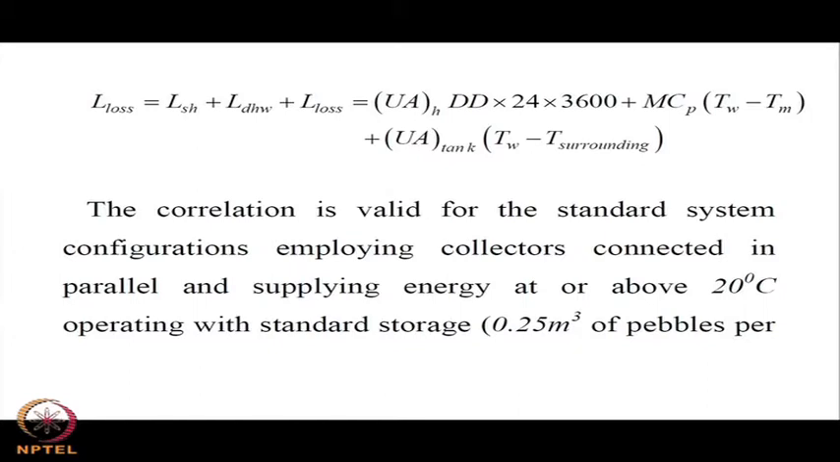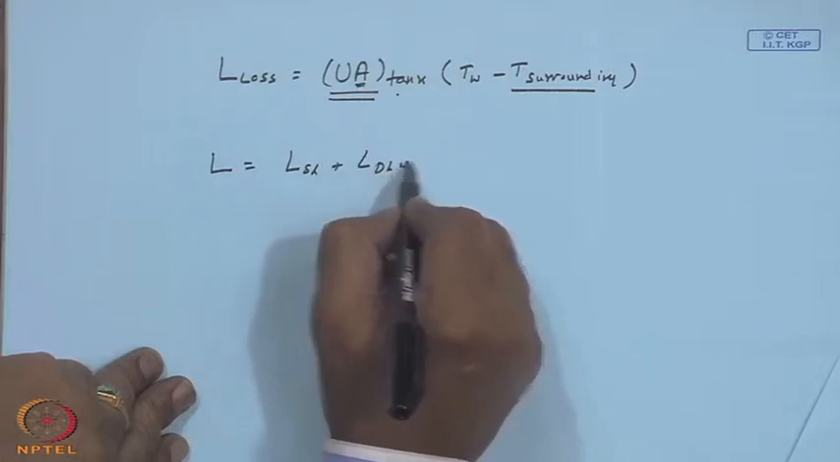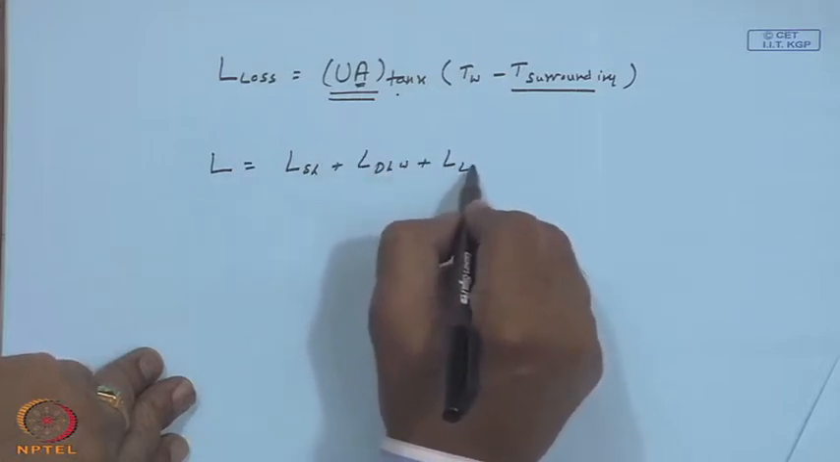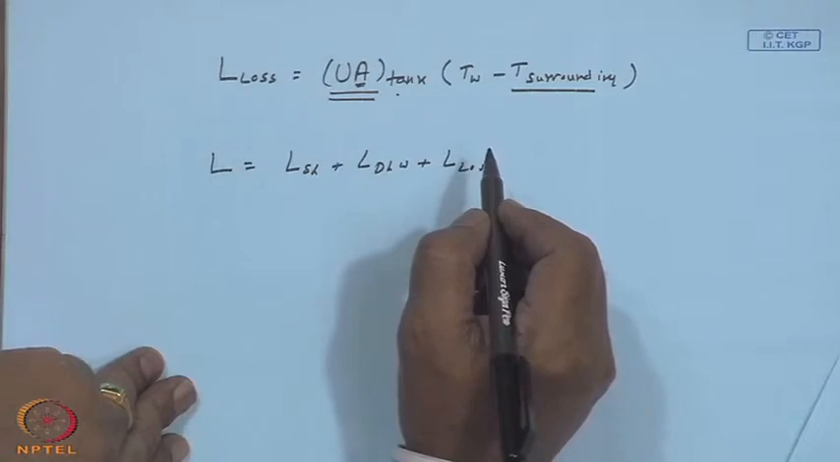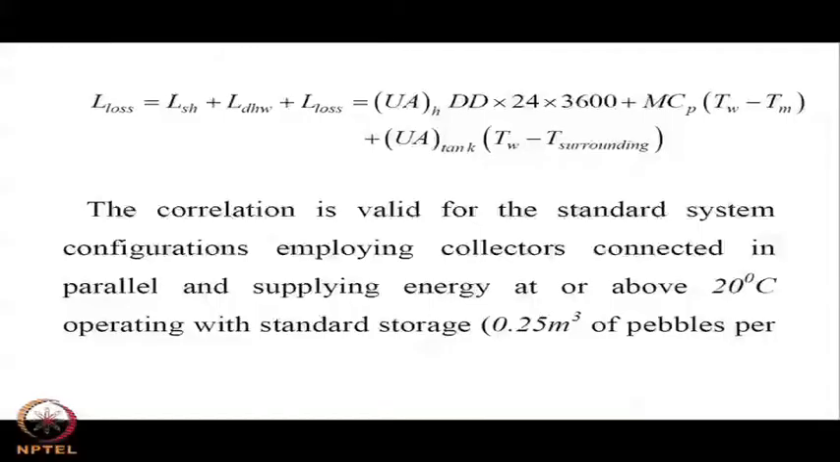So, this total should not be only L loss, it should be L equal to L SH plus L DHW plus L loss, where the three components are written as UA H into D D into 24 into 3600, plus M Cp into TW minus TM, and UA tank into TW minus T surrounding.